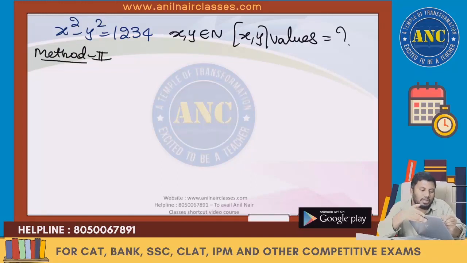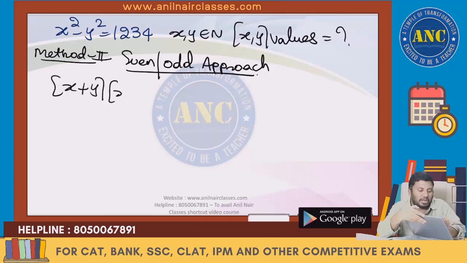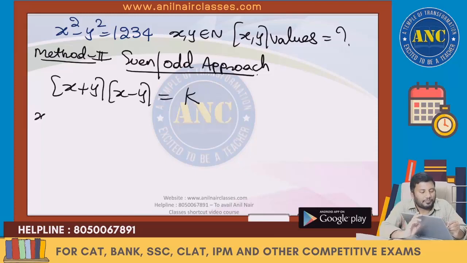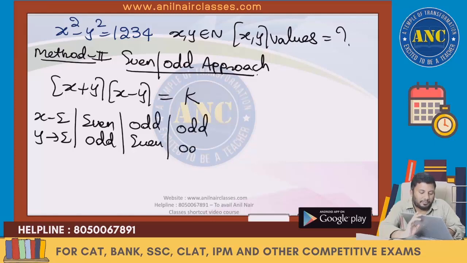Method 2: even and odd approach. Now see here, this is nothing but x plus y into x minus y. Let me put the right hand side as k. The cases are: x is even, y is even; x is even, y is odd; x is odd, y is even; x is odd, y is odd.